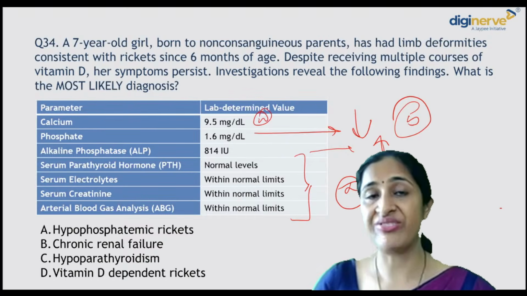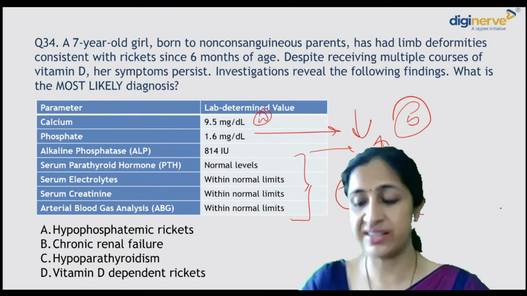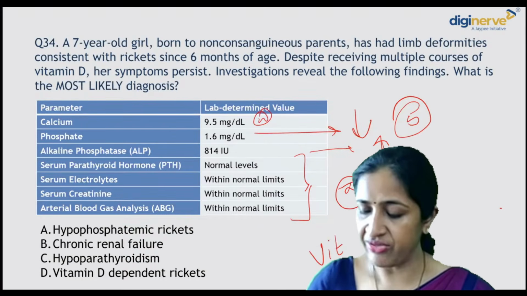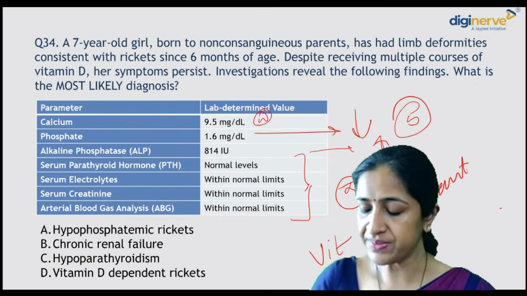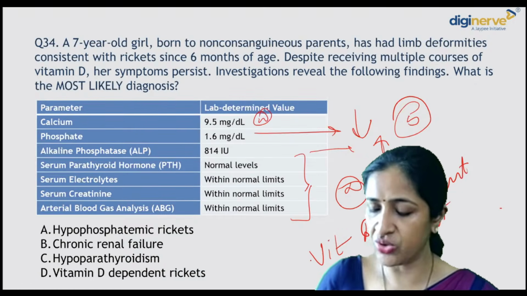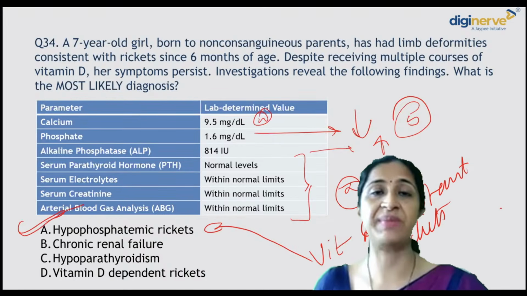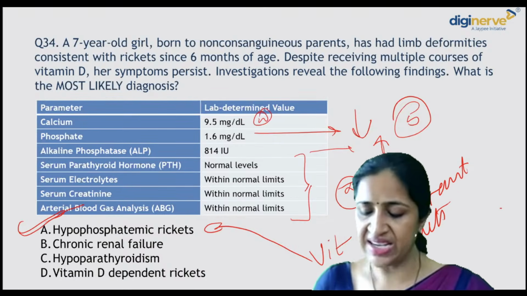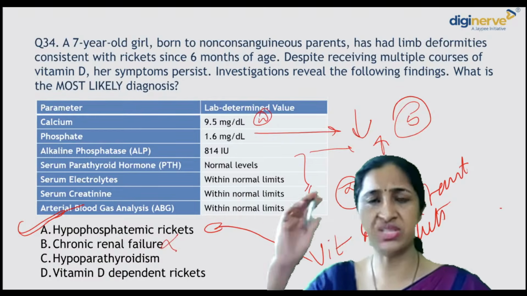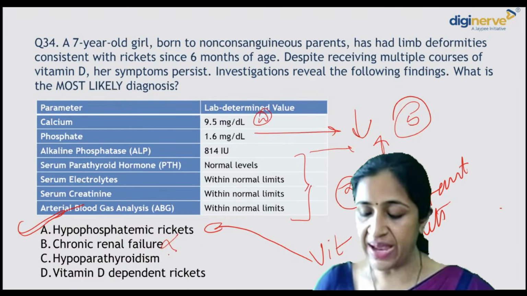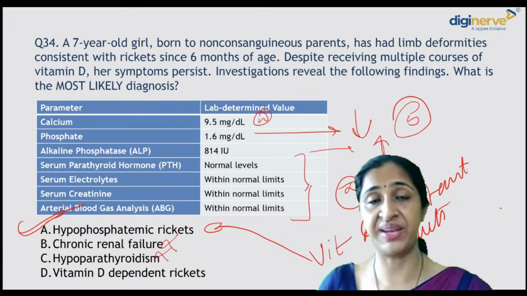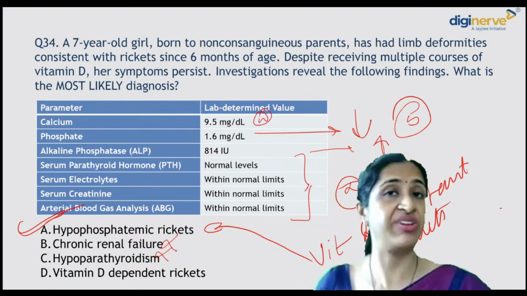So this is vitamin D resistant rickets, which is also hypophosphatemic rickets. It is not chronic renal failure because from 6 months till 7 years you cannot have chronic renal failure which is not diagnosed. Hypoparathyroidism, very clearly parathyroid hormone will be very low.